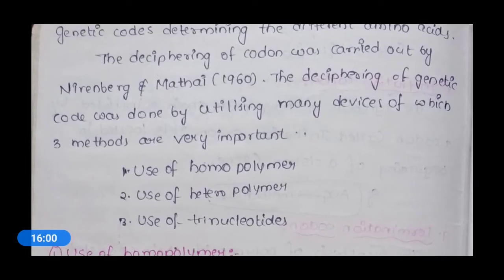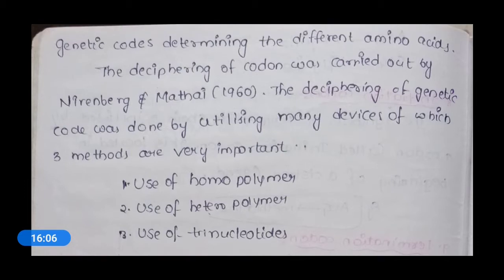Here, the different genetic codes determine the different amino acids. The different genetic codes mean nothing but codons, triplet codons. So different triplet codons determine the different amino acids. This is identified through this. The deciphering of the codon was carried out by Nirenberg and Mattei in the year 1960. In 1960, Nirenberg along with Mattei carried out this experiment of deciphering the code.